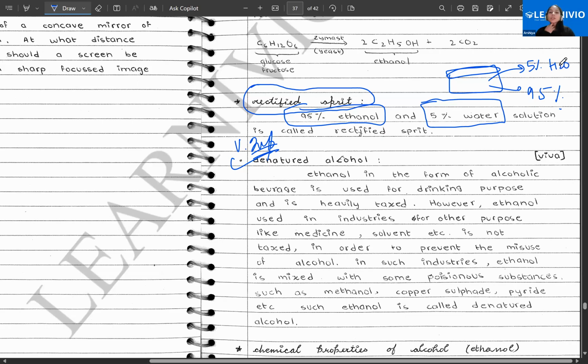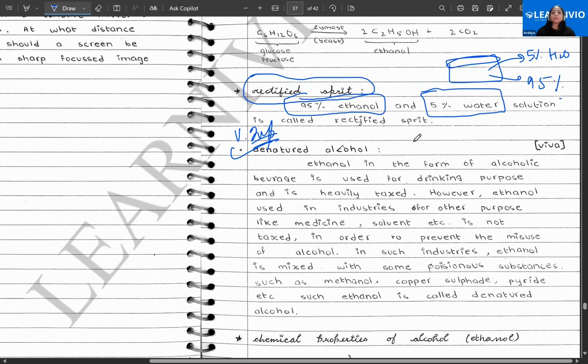So if someone asks, what is rectified spirit? You can say when 95% of ethanol is dissolved in 5% water, that water solution is called a rectified spirit. Not "spirit" with the wrong spelling, so don't use the I before I.